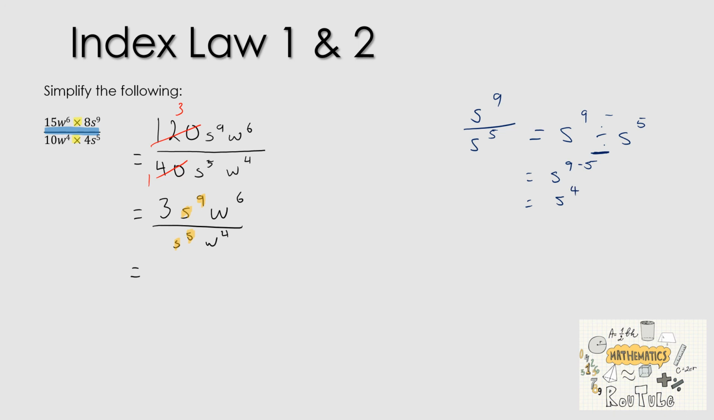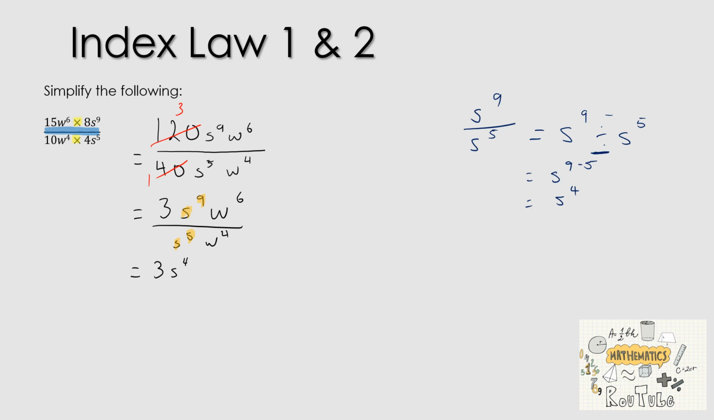Now, once again, how do we know where the s is going to go? Well, there were more s's on the top, so therefore that's where they're going to go. There was 9 on the top and 5 on the bottom, so therefore we've now got 3s to the power of 4. And now we'll do the same thing in the green.